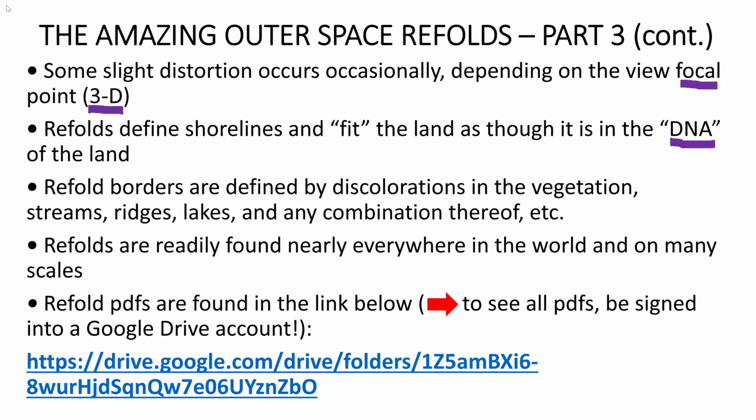Refold borders are defined by discolorations in the vegetation, streams, ridges, lakes, and any combination thereof. So this is important here. This is basically a visual thing. So whatever it is visually, these things are distinguished. Refolds are readily found nearly everywhere in the world and on many scales. There are some absolutely huge ones that take up a big part of the continent, and some tiny ones that you only see with blurry pixelation. Kind of cool stuff, really, every scale and all over the world.